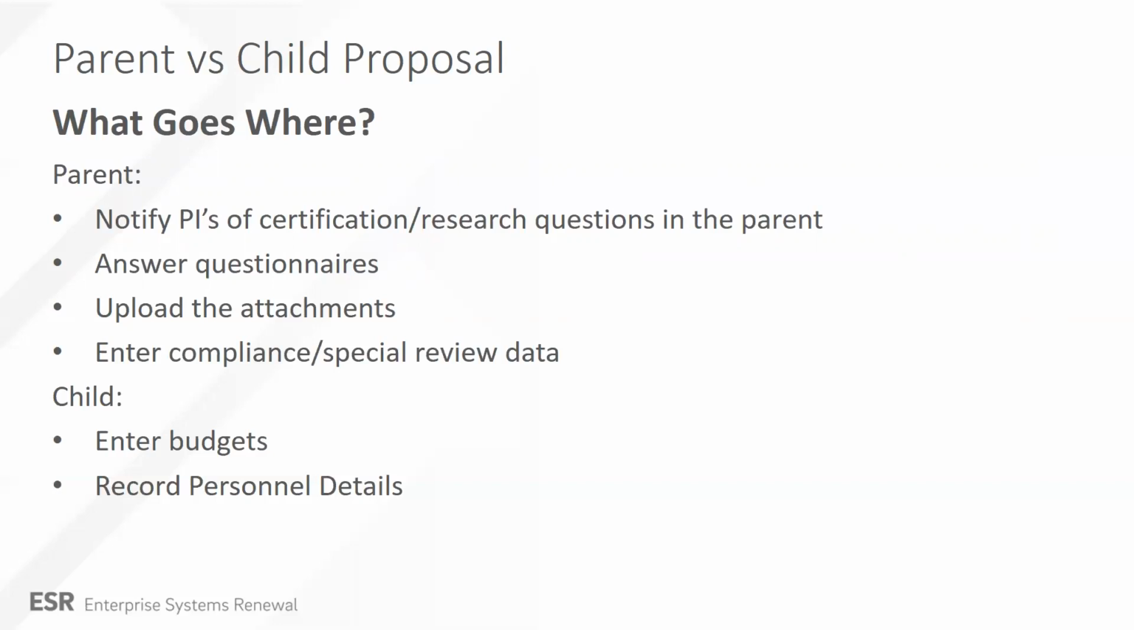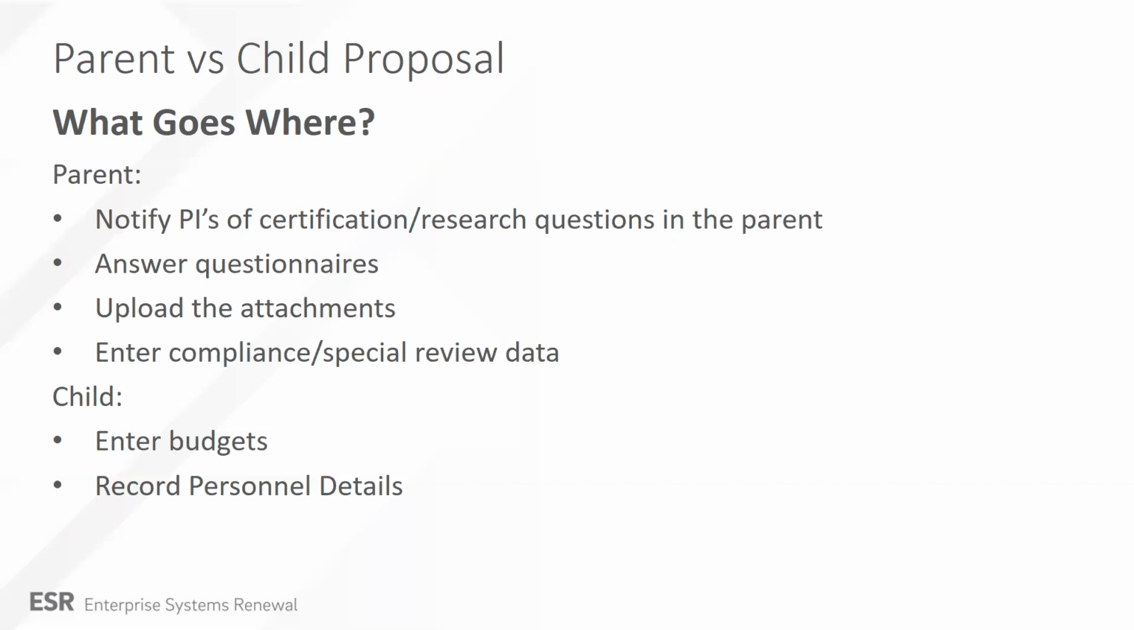And then for the child proposal, the budget should be entered in the child proposal, and any changes to the budget are made in the child proposals. Those changes are then synced up to the parent proposal, and changes to the budget cannot be made directly in the parent proposal. All changes and updates must be made in the child proposal budgets, and then they can be synced either at the child level or the parent level.